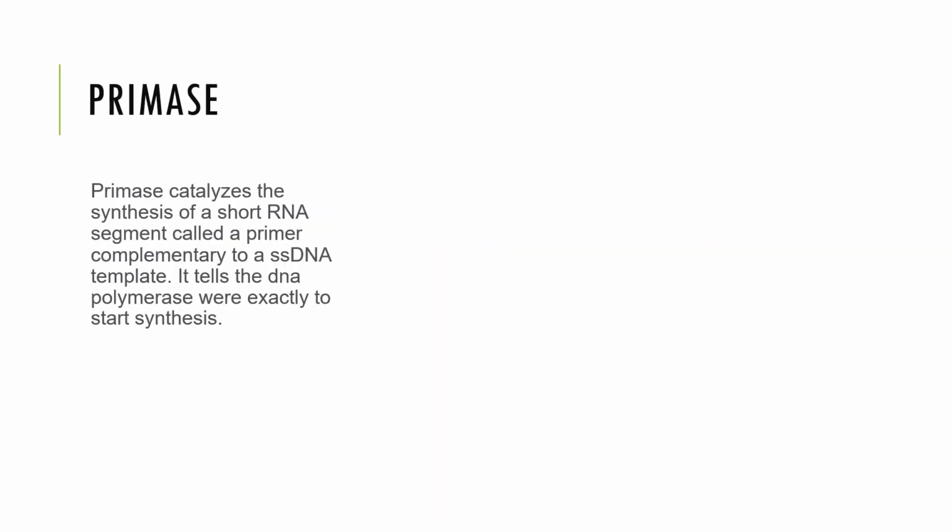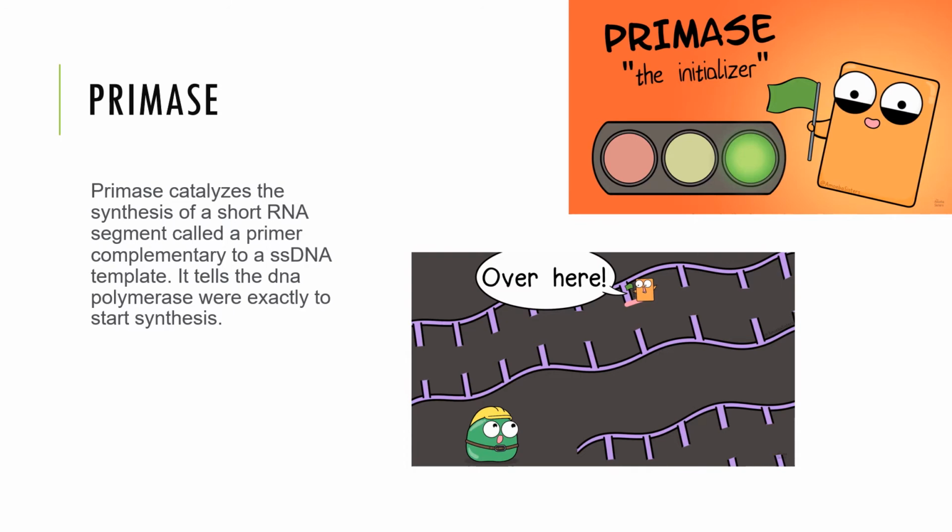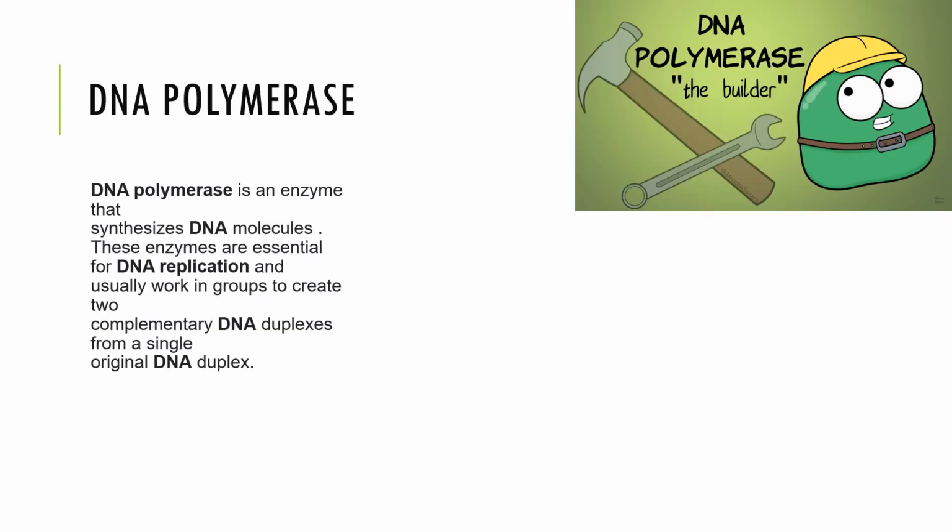Primase catalyzes the synthesis of a short RNA segment called a primer, complementary to a ssDNA template. It tells the DNA polymerase where exactly to start synthesis. DNA polymerase is the builder enzyme. It creates two complementary DNA duplexes from a single original DNA duplex.